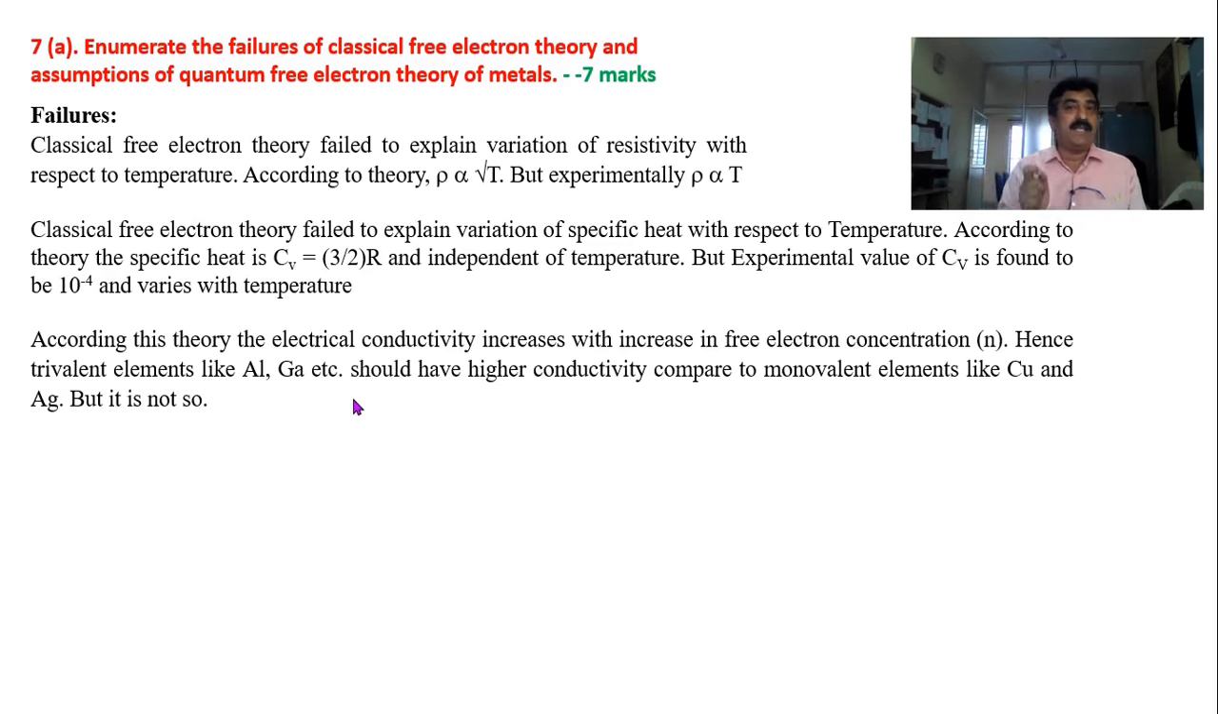So what I mean to say is, the classical theory's prediction that as n increases, sigma increases is not correct. Sigma does not depend directly on n. It may be true in one or two cases, but not universal.